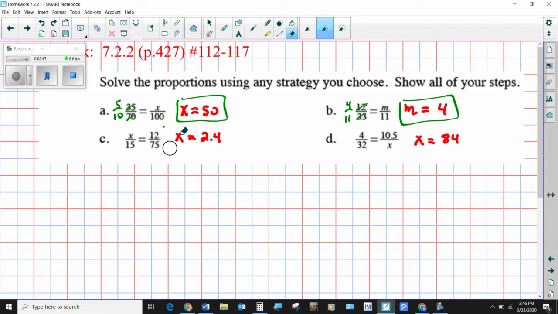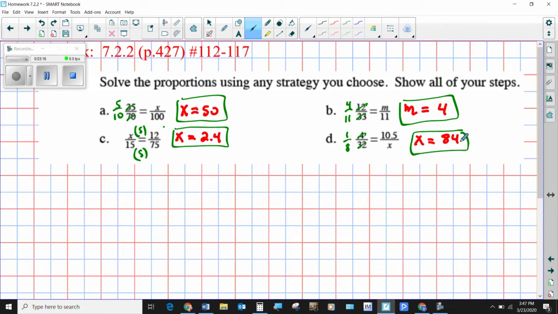So maybe, well, actually, 15, that goes into 75 5 times. So 5 times x is 12. 12 divided by 5 is going to give you x. Use your calculator, and you'll see how that ends up being equal to 2.4. And then in this situation, once again, we can simplify it to 1/8. And now it's just a matter of 1 times 10.5 is 10.5. So 8 times 10.5 will give us our answer.